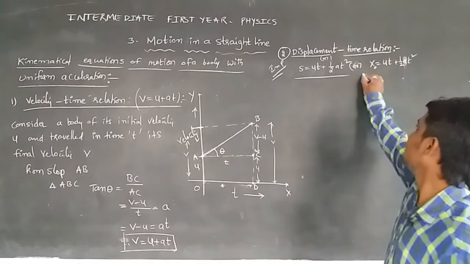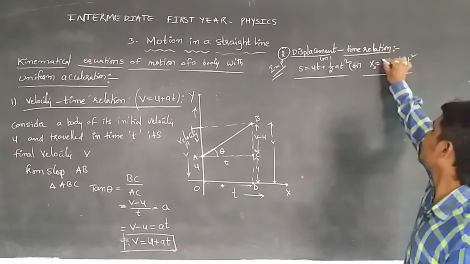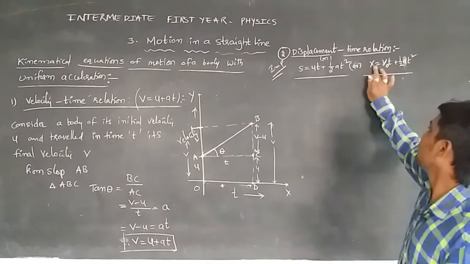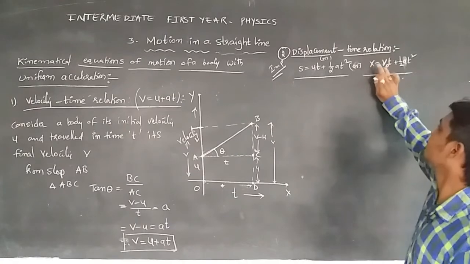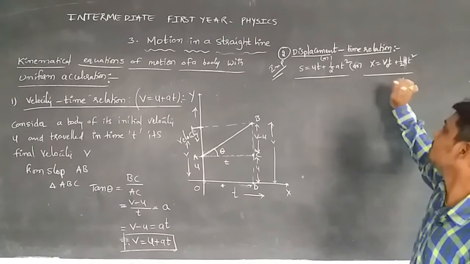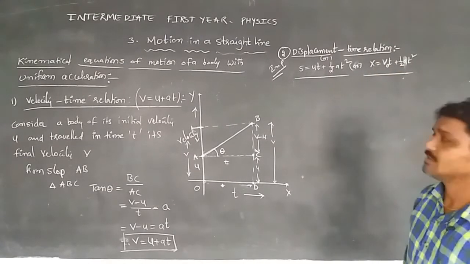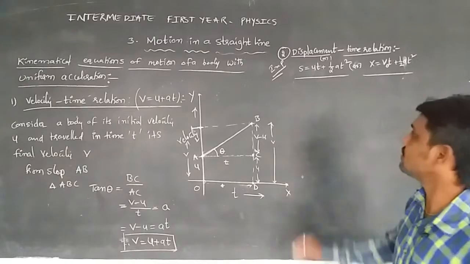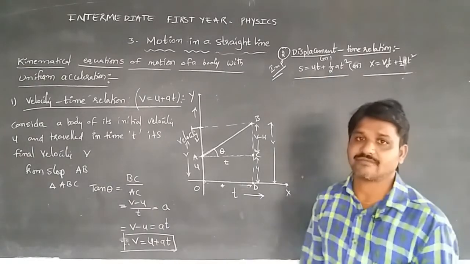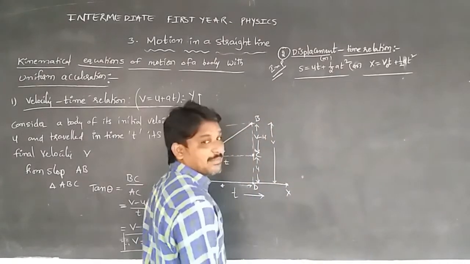They can also ask like this: instead of u, they can ask v naught t. X is equal to v naught t, where v naught means the velocity at zero time. X is equal to v naught t plus half at square, or s is equal to ut plus half at square. You can be asked this for 4 marks. It is a very important question for the intermediate public examination.